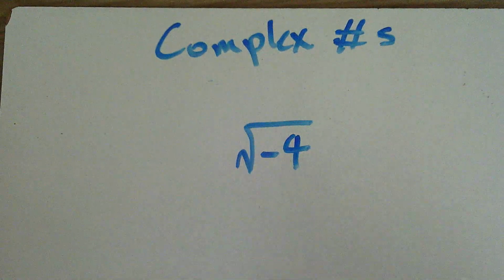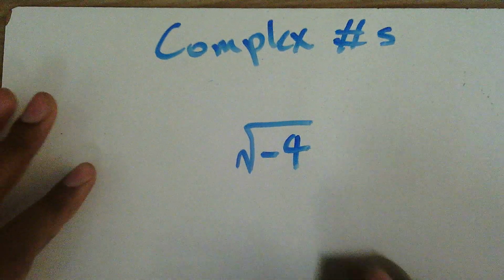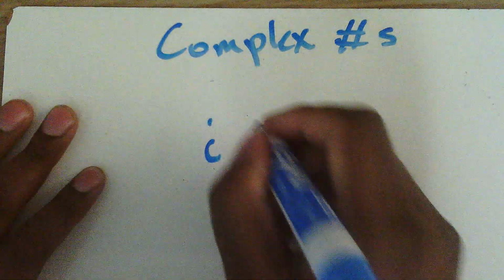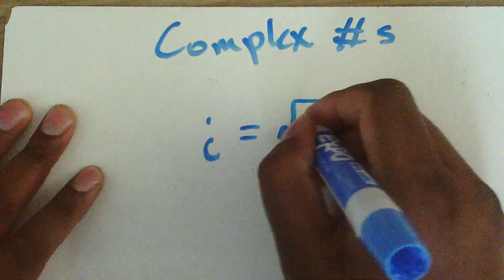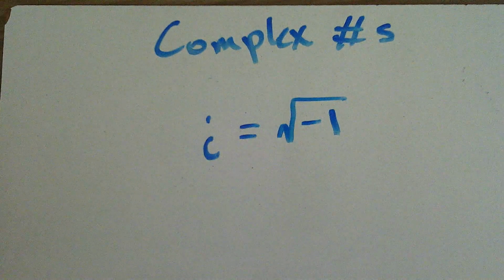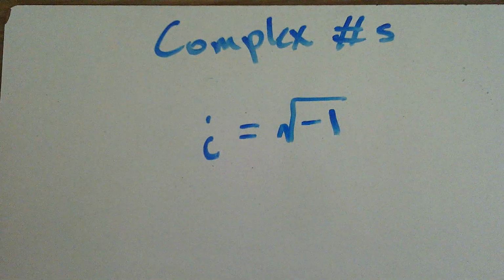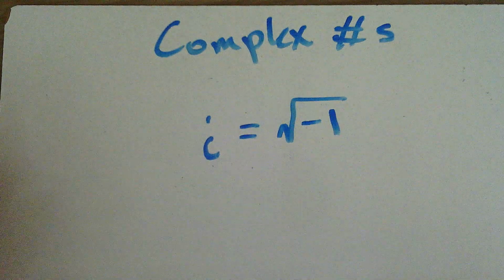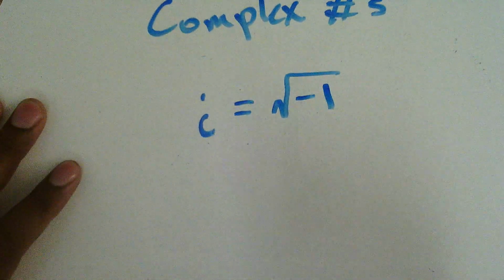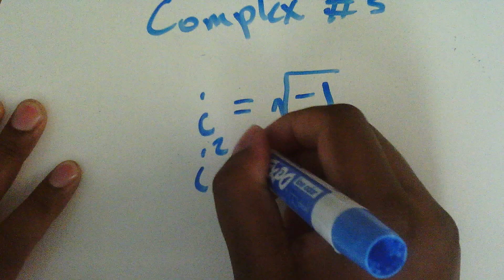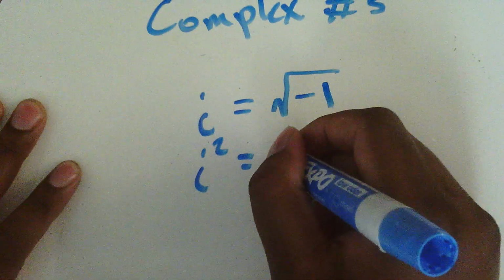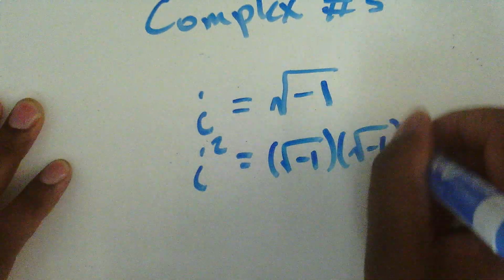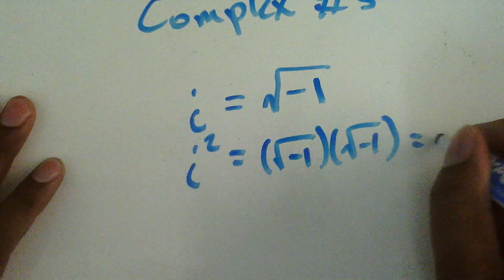So that's why we came up with a new number, i. And we define i to be the square root of negative 1. So we got i is the square root of negative 1. To that, think about then i squared must be the square root of negative 1 times the square root of negative 1, which is just going to be negative 1.